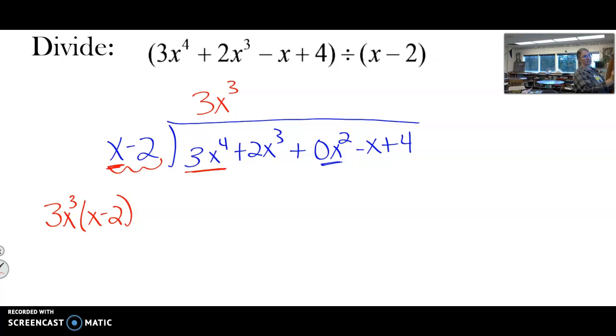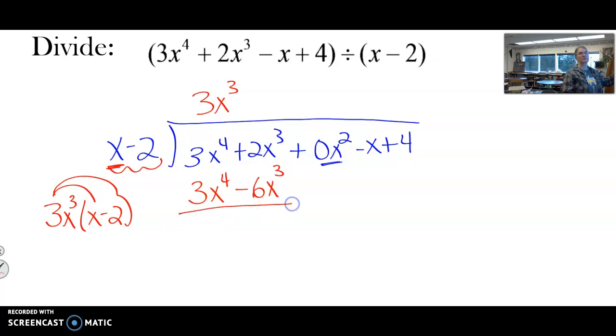So, you're going to put that result right underneath the 3x to the fourth plus 2x cubed. When I multiply through, 3x to the third times another x is 3x to the fourth. We picked 3x to the third to multiply by because we want to get rid of this first term. So when we subtract, that 3x to the fourth is going to disappear, or add to 0. But then I also have to multiply the 3x to the third times the negative 2, a positive times a negative, that's going to be negative 6x cubed.